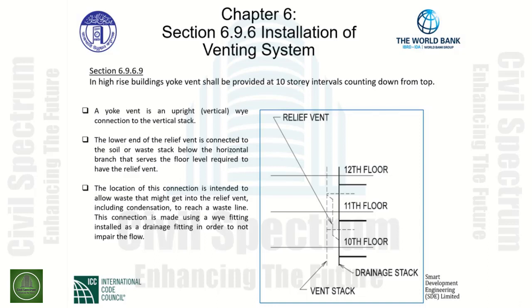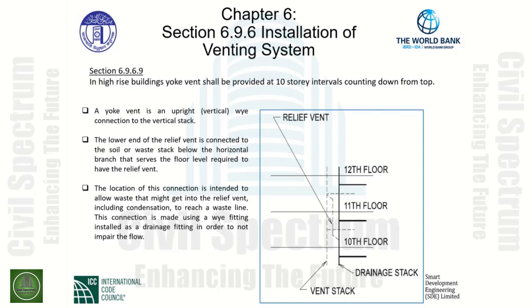As indicated in the drawing to the right-hand side, we can see that this occurs between the 11th and 10th floor. The location of this connection is intended to allow waste that might get into the relief vent, including condensation, to reach a waste line. This connection is made using a Y fitting installed as a drainage fitting in order not to impair the flow. The relief vent, as indicated, is constructed using these Y fittings.